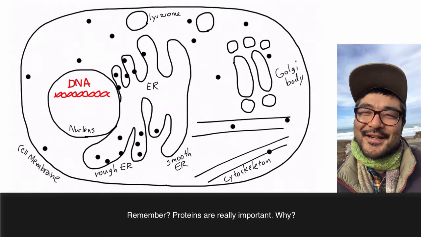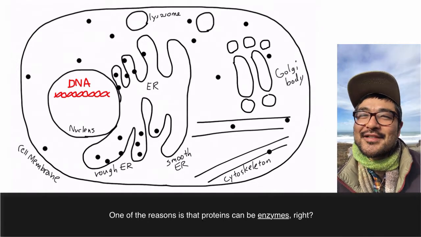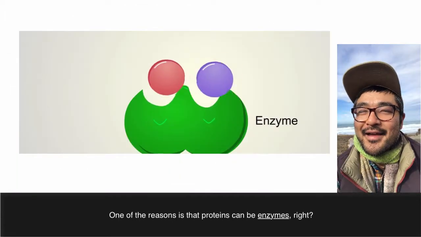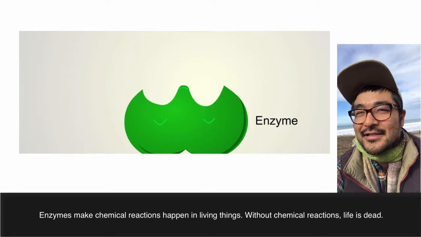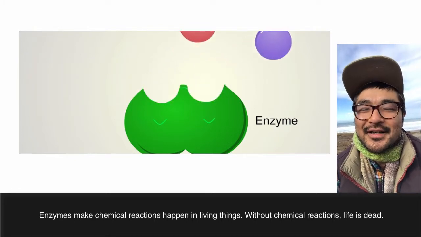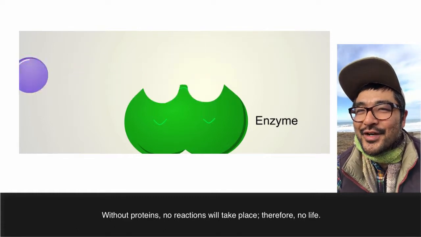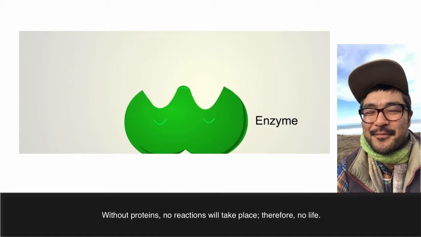Remember, proteins are really important. Why? One of the reasons is that proteins can be enzymes, right? Enzymes make chemical reactions happen in living things. Without chemical reactions, life is dead. Without proteins, no reactions will take place. Therefore, no life. It's just impossible for me to explain the importance of proteins in this one video.